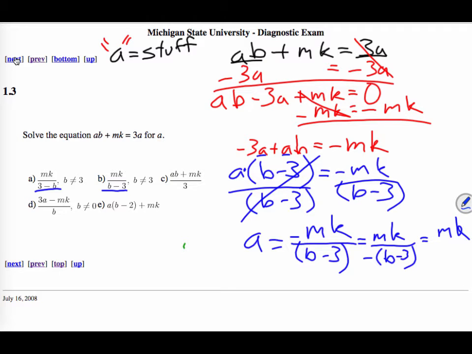I should probably distribute that negative through the parentheses, and that would give me, I'm going to go in reverse order, negative 1 times negative 3 gives me a positive 3, and then negative 1 times B gives me a negative B. So that is this one, A. And then they also let us know that we can't plug in 3, because if I plug in 3 for B, then I will get 0 in the denominator.